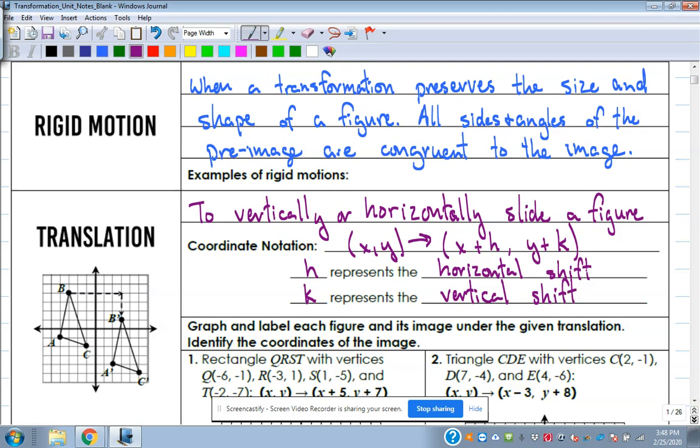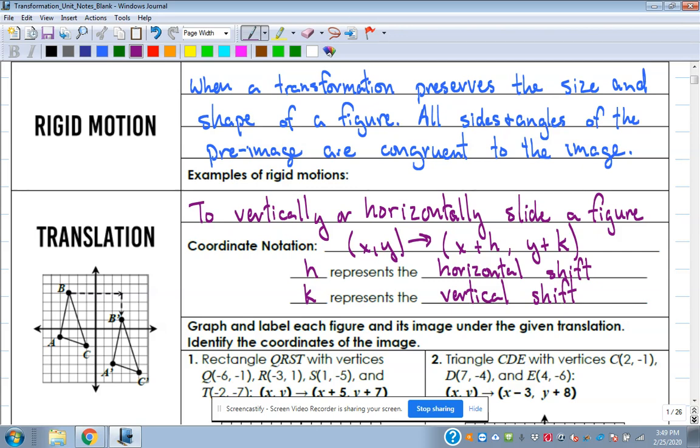Okay, so horizontal shift, vertical shift. Horizontal, X, the X-axis we know on the coordinate plane goes left and right. So if we change X, it's going to change its left and right position. If we change Y, it's going to change its up and down position. Okay, so what we're going to do here is we're going to take a few problems.